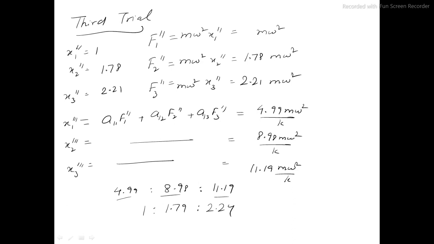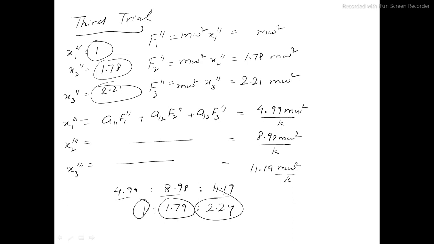Again check whether it is equal or not. It is 1, it is 1, it is a little bit off but it's okay, so you can close the trial here because they are approximately close to the starting value. So we are closing the third trial, so we will not do the fourth trial. What you have to do now is, as you see all the ratios are equal, you can equate them. You can write x1 double dash is equal to x1 triple dash, x2 double dash is equal to x2 triple dash, x3 double dash is equal to x3 triple dash because they are equal.